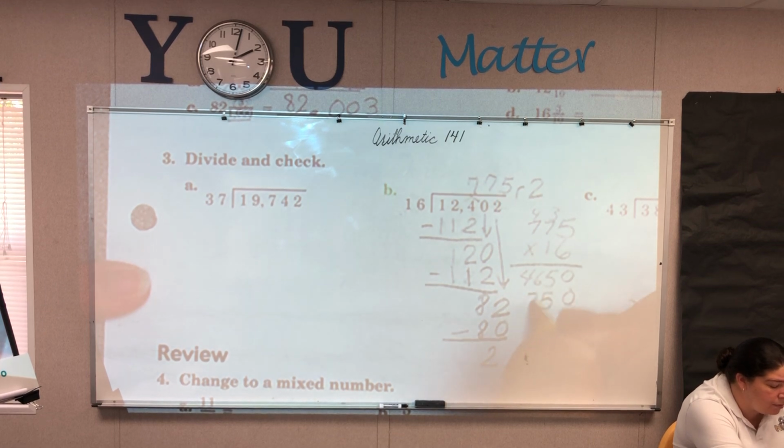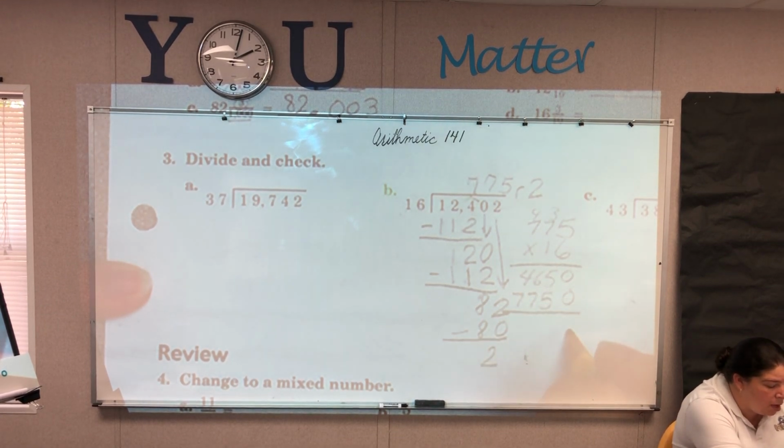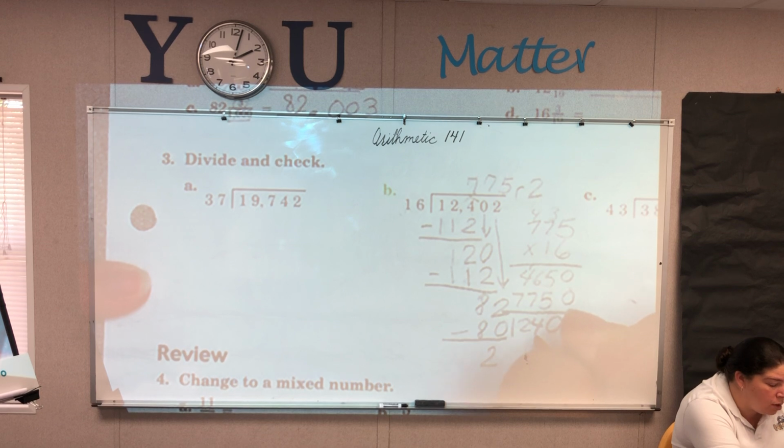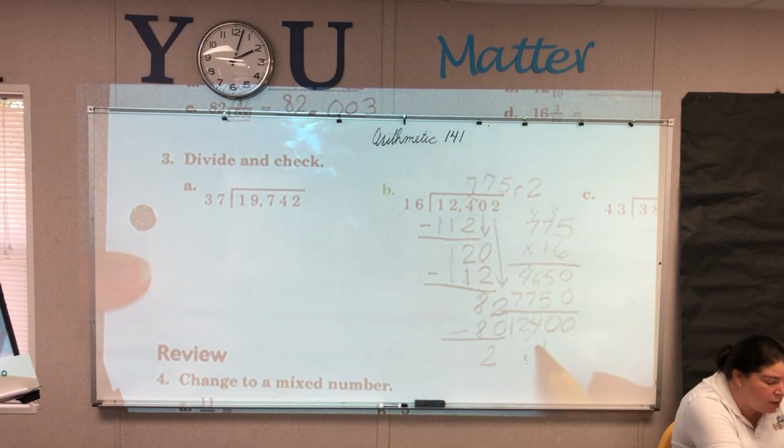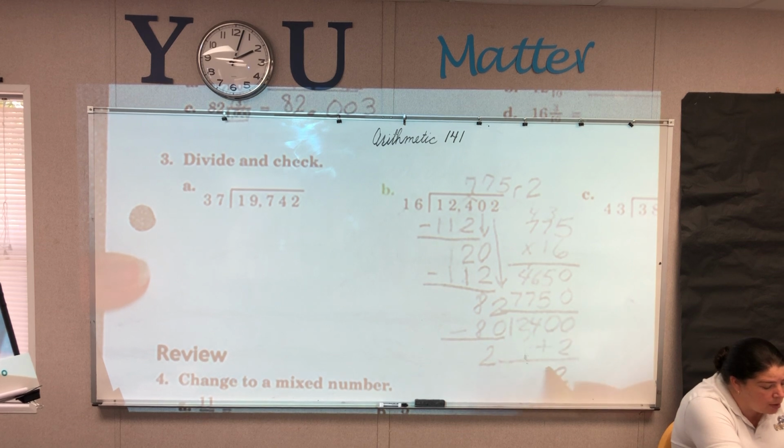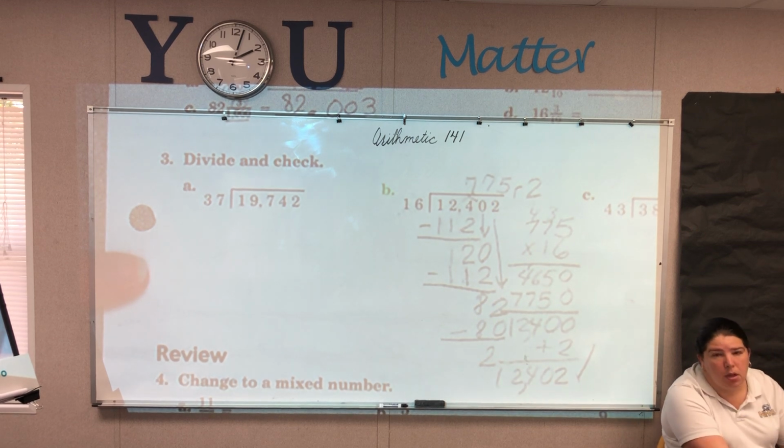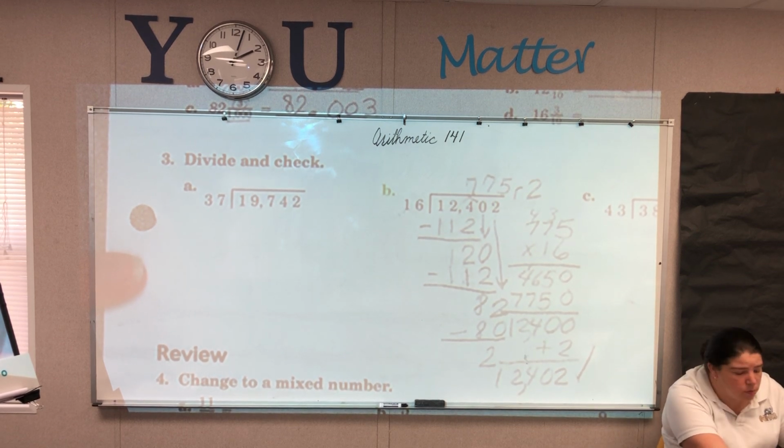5, 7, 7. When we add them up, you get 0, 0, 4. I carried the 1 here. 5 and 7 is 12. Okay, so 12,400, right? But that's not the same as 12,402. We need to add in our remainder, and then we get the correct answer. Very good, so this works out. Make sure that you are dividing correctly, okay?